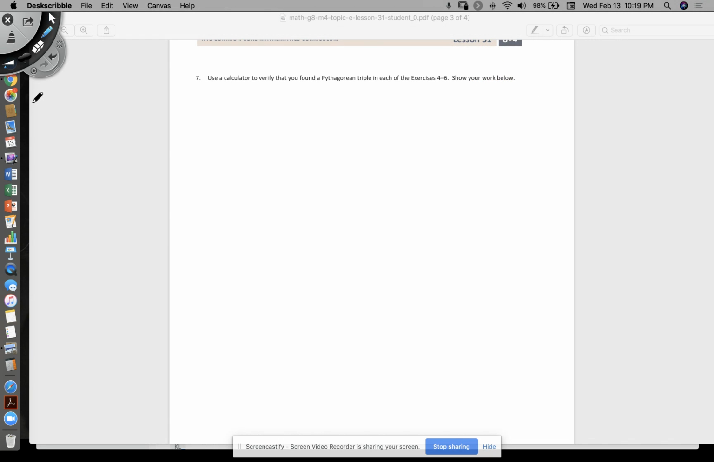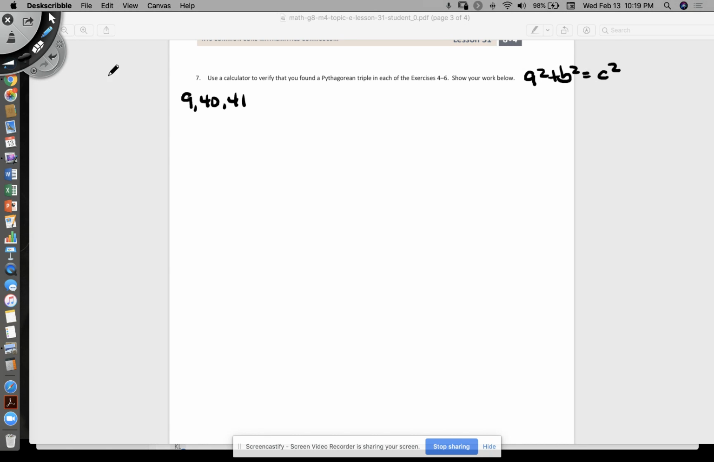Okay, number 7. I wanted to set this up for you. It says use a calculator to verify that you found the Pythagorean triple for each of the problems we just solved. So we solved one triple. The very first one was a 9, a 40, and a 41. So we're going to verify that. And how we verify is we use the Pythagorean Theorem, which is a squared plus b squared equals c squared.